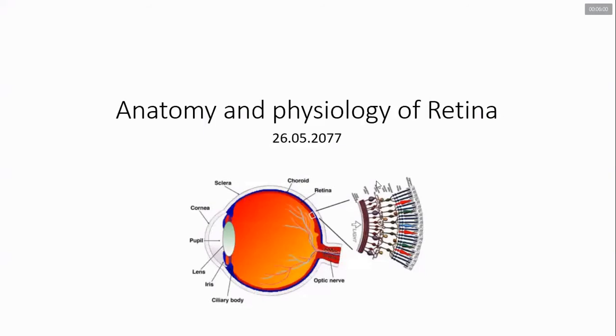This is the outermost coat. Then the vascular coat, which is the choroid, ciliary body, and the iris. And the innermost coat, the neural layer, is the retina. So this is the retina, which is the bilayer. From this figure, you can also make out or imagine that retina is the innermost delicate layer of the eye.